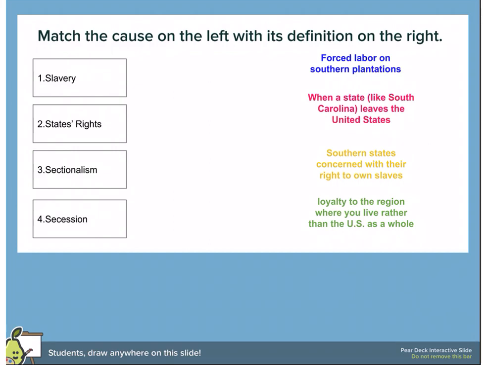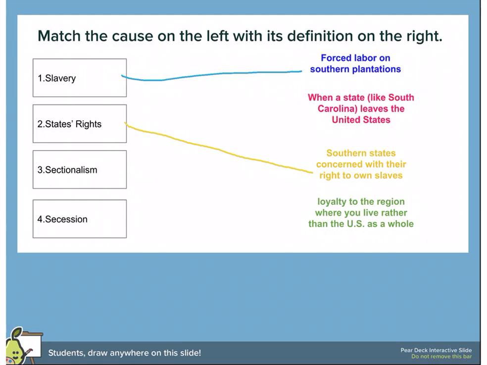It was to show us to go ahead and match the causes. So the first one, slavery. Again, that is forced labor, specifically in the South, on slaves in plantations. States' rights. States felt like it was their right to own slaves. It was part of their economic system. It was part of their culture. They wanted to make sure that they had their own rights. So therefore, that one goes with yellow.